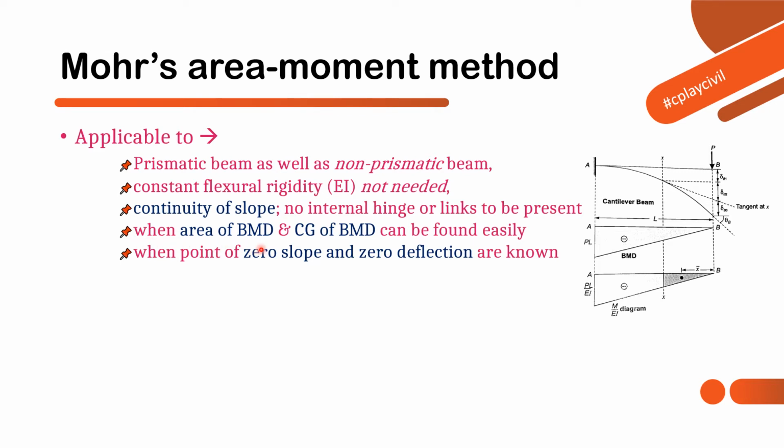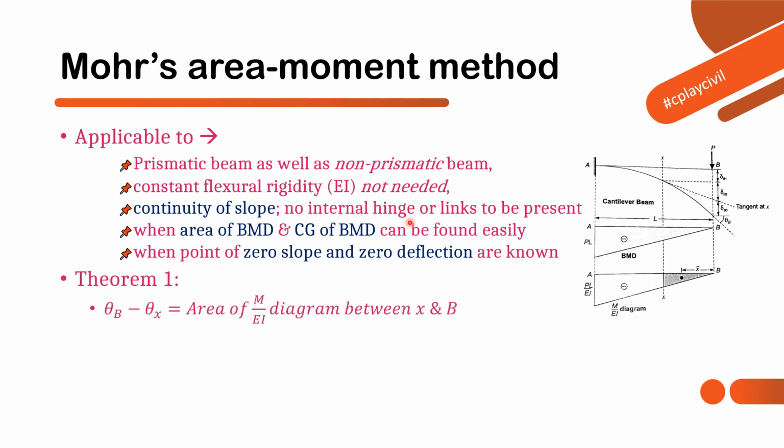We can apply this method when the area of the BMD and the CG of the BMD can be found very easily. When we can find the area of the bending moment diagram and similarly the centroid, or center of gravity, of the BMD, then we can use Mohr's area moment method when the points of zero slope and zero deflection are well known. For example, in the cantilever beam we have zero slope at the fixed end. So if we know where the point of zero slope and zero deflection is, we can easily use Mohr's area moment method to solve for slope and deflection of that beam.